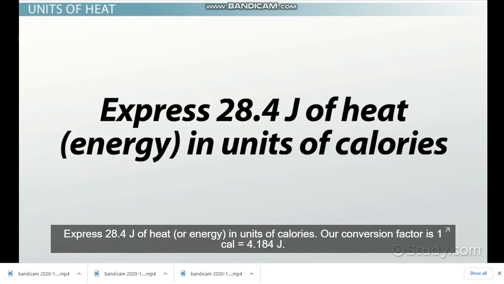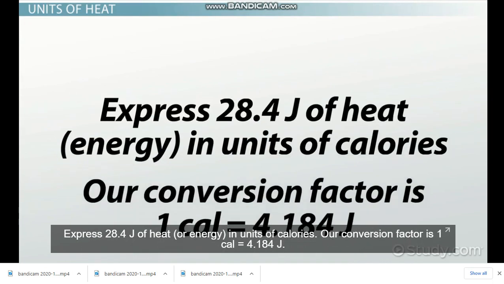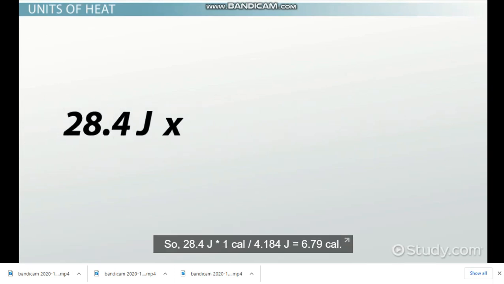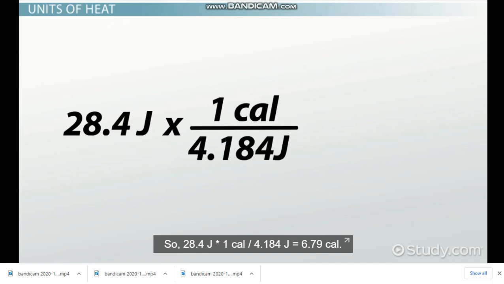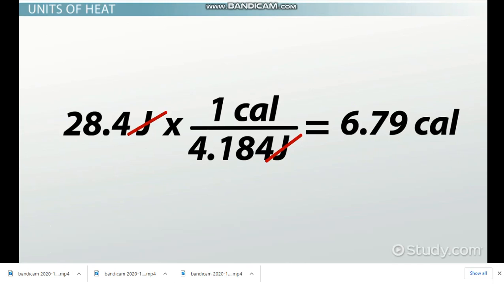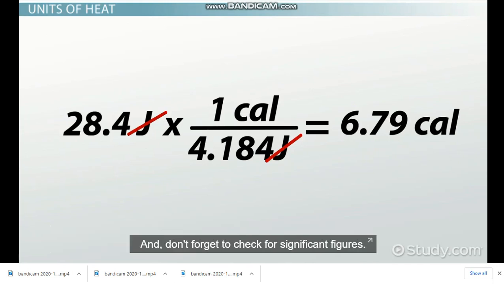Express 28.4 joules of heat or energy in units of calories. Our conversion factor is 1 calorie is equal to 4.184 joules. So 28.4 joules multiplied by 1 calorie divided by 4.184 joules is equal to 6.79 calories. Notice we have set up the calculation so we can cancel the unit to leave us with calories. And don't forget to check for significant figures.